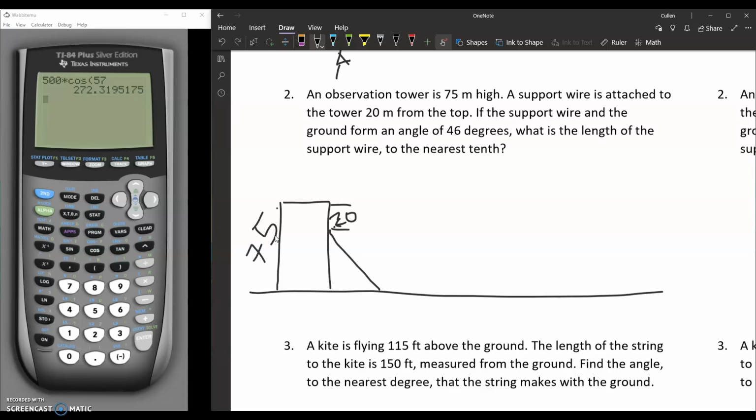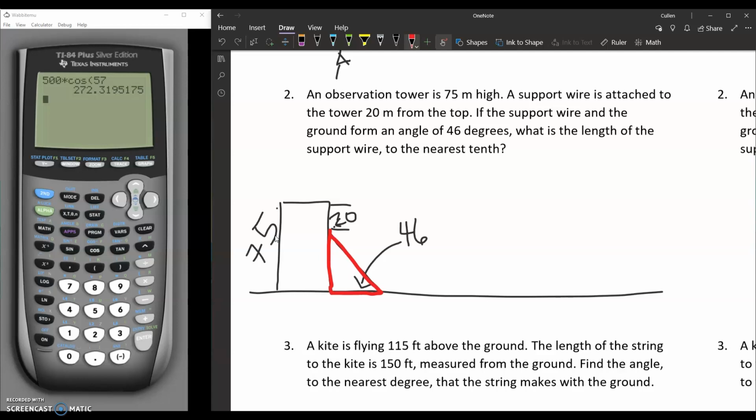That will come into play here in a second when we label the sides of our triangle. And then the support wire and the ground form an angle of 46 degrees. So that is this angle. Here's the wire that's slanted and the ground is flat. That's 46 degrees. Okay. And then here is the right triangle that we're going to be using. So I can highlight that real quick.